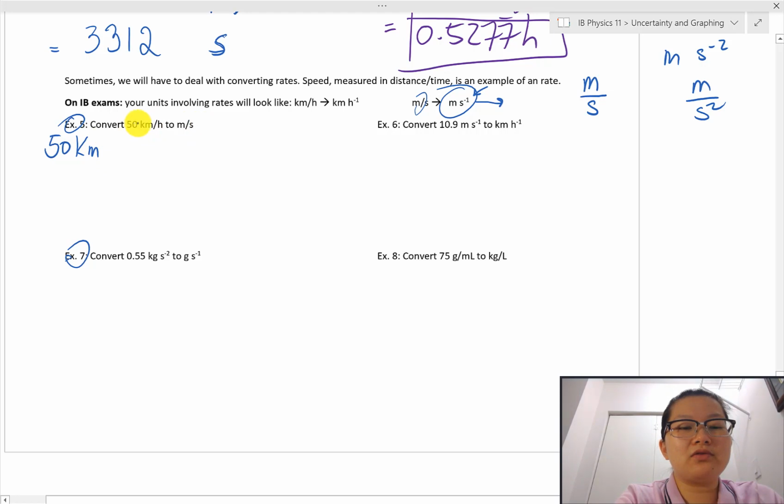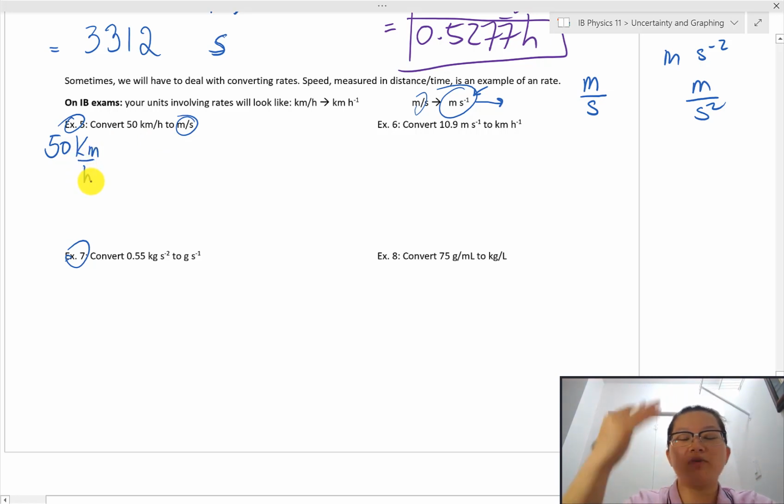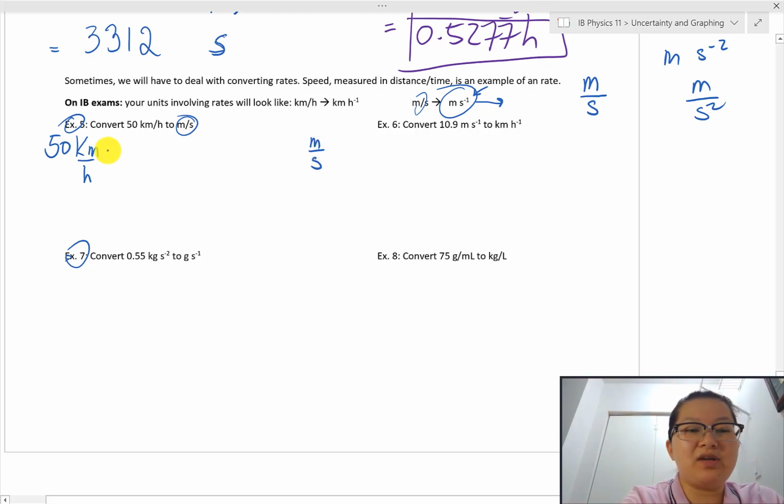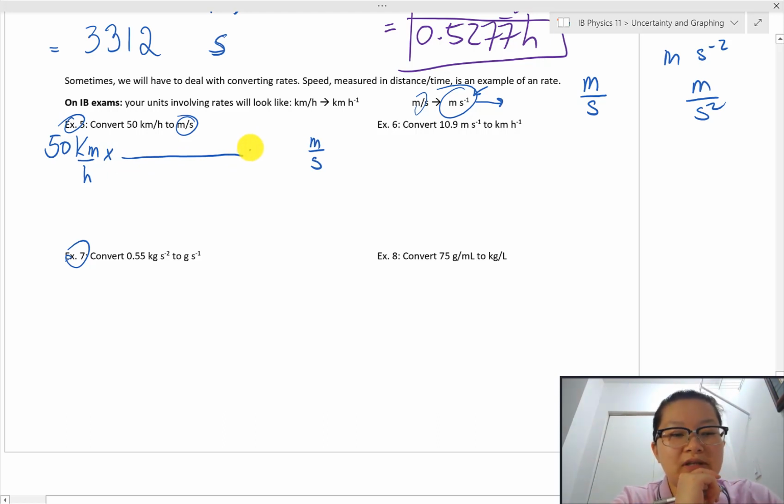So this question wants meters per second. For kilometers per hour, I'm actually going to write it like a proper fraction, in fraction form, so it's more visually appealing to us. Our final answer we want in meters per second, meaning our conversion factor that we multiply has to do two things.